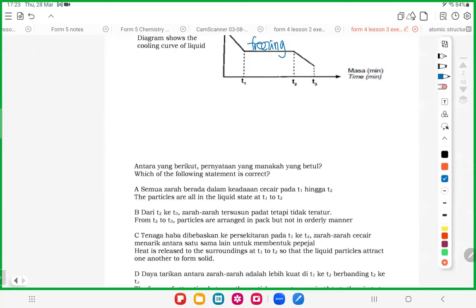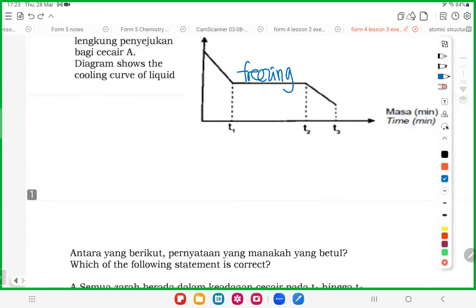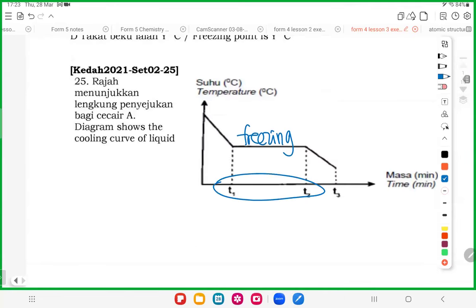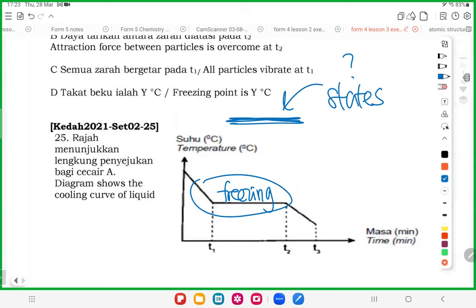Answer A says that all the particles are in liquid form from T1 to T2. Let's look at T1 to T2. Where is it? Here, in the middle. No way. Because we learned before, when you are on a horizontal line, how many states do we have, everyone? Let me know in the chat box.